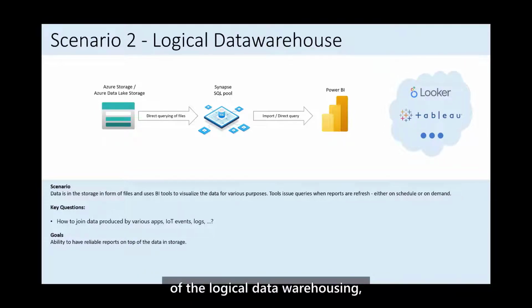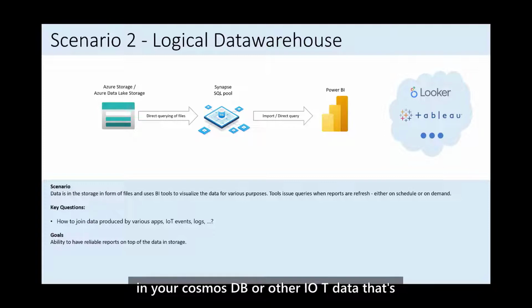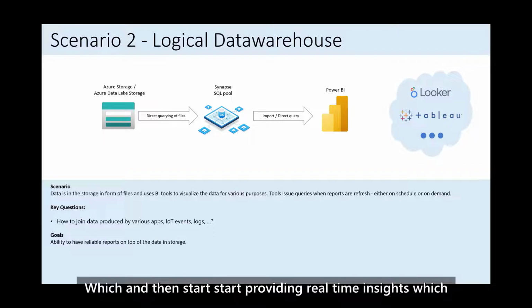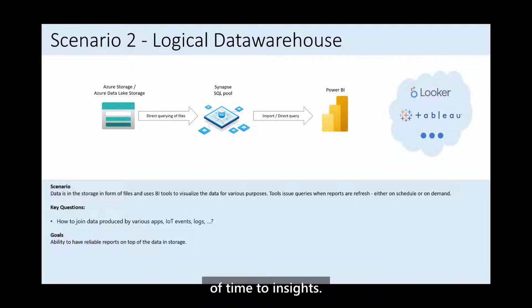And not just that, in terms of the logical data warehousing, you can also join external data sources like data sitting in your Cosmos DB or other IoT data that's coming from your streaming platforms. You can join that data and serve that data directly into Power BI, and then start providing real-time insights, which is again a great scenario in terms of time to insights.